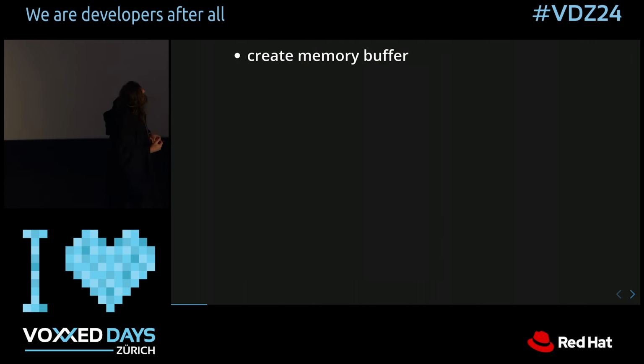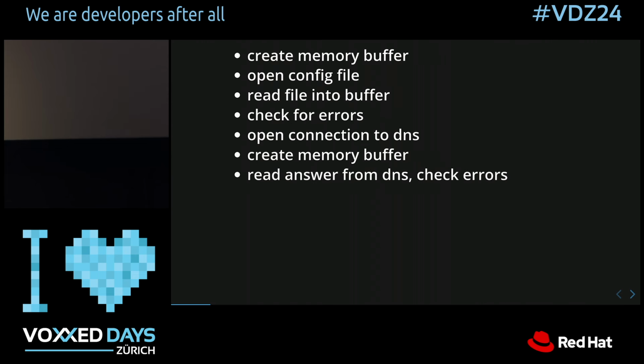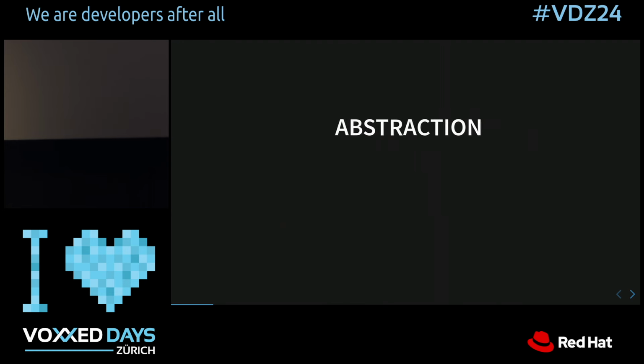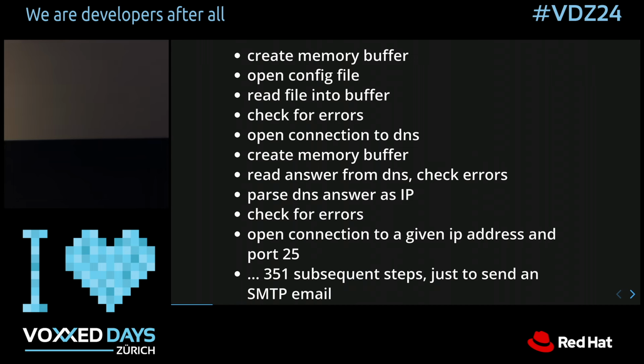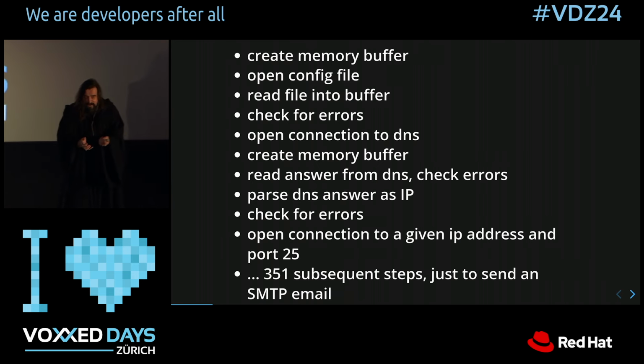We use abstraction. So for instance, this is a process of doing something. Create memory buffer, open config file, read file into buffer, check connections, and you have to remember to free the memory buffer. If you are a C or C++ developer, you have to free memory sometimes. In Java, we never free. It's all great. But you know, 300 such steps, and at the end, it was all because we were sending an SMTP email. So one of the basic forms of abstraction that we learn as programmers is to extract procedures, functions, methods.